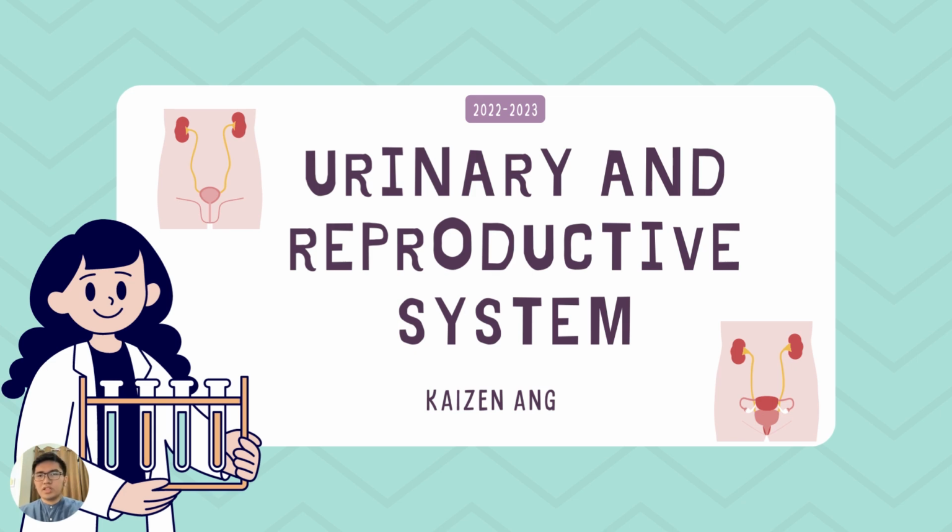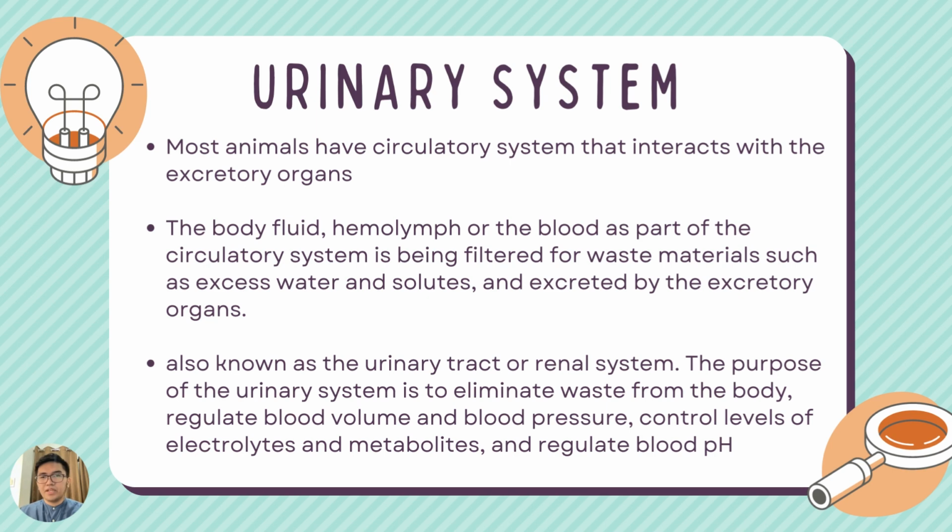Good morning, everyone, and today we're gonna talk about the urinary system and reproductive system of the animals and human. First, you have the urinary system, also known as the urinary tract or renal system. The purpose of this system is to eliminate the waste from the body, regulate the blood volume or blood pressure, control the level of electrolytes and metabolites, and regulate the blood pH.